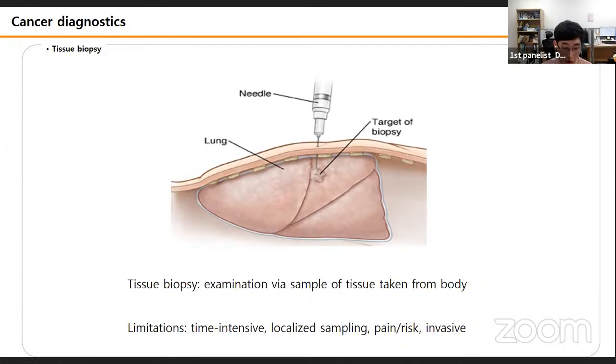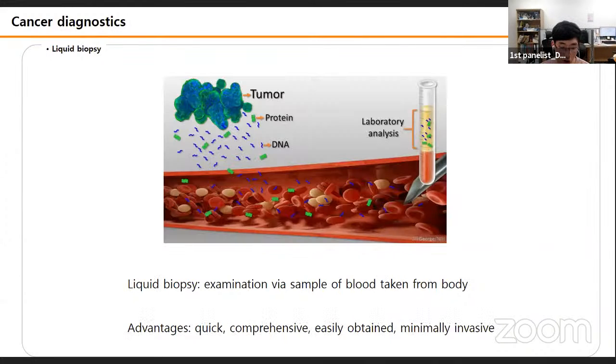Conventionally, tissue biopsy has been used as a major cancer diagnostics tool. Tissue biopsy is an examination via a sample of tissue taken from the body. However, the test takes a lot of time, is limited to localized sampling, embodies pain and risk, and is invasive to patients. Due to the limitations of tissue biopsy, liquid biopsy has been highlighted to overcome such issues. Liquid biopsy is an examination by a sample of blood taken from the body. The test is quick, comprehensive, the sample is easily obtained, and it is minimally invasive.